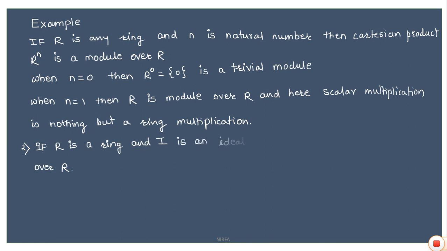Now second example, if R is a ring and I is an ideal of that ring R, then that ideal is a module over the ring R. Now we will see the definition of a submodule.